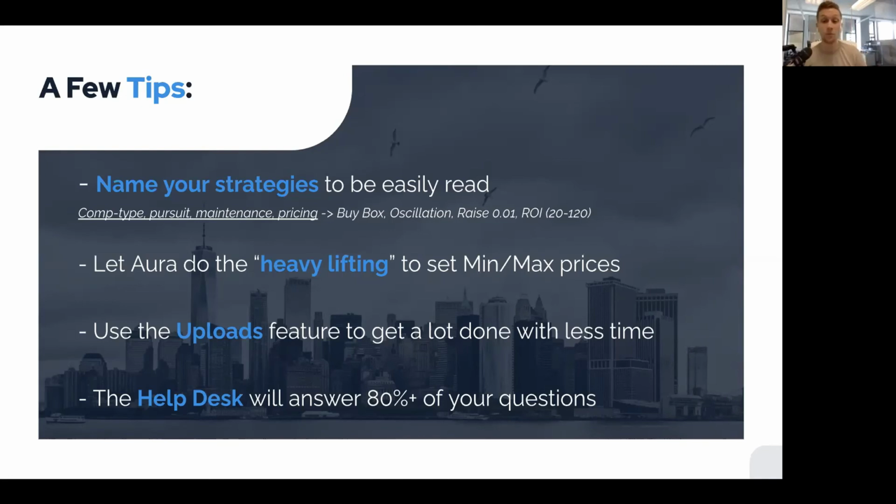Number 3, use the uploads feature. A lot of people don't know this. The uploads feature has a pre-filled Aura template. You download that, make changes in that file, re-upload it, and have Aura make changes for you. So let's say I've got 5,000 listings and I've got 5 minutes, and I want to assign a specific strategy and toggle on repricing for all of them.